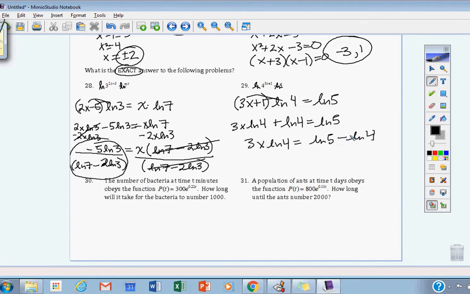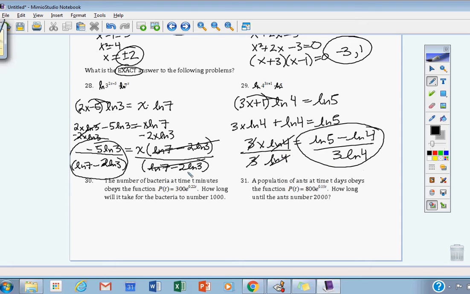It's actually not, remember, subtraction's the same as division with a single log. So that would actually be the natural log of 5/4. But you can leave it just like that and divide both sides by 3 to get rid of the 3 and natural log of 4 to get rid of the natural log of 4. So if we do that to both sides, this would be the exact answer that we are talking about there.